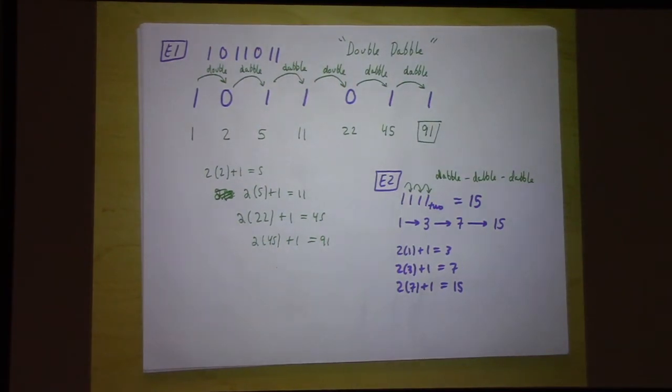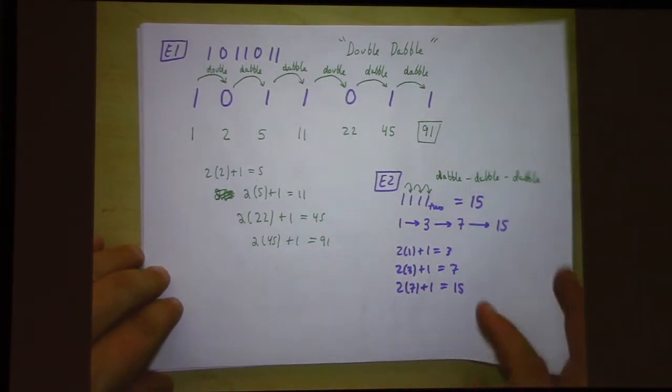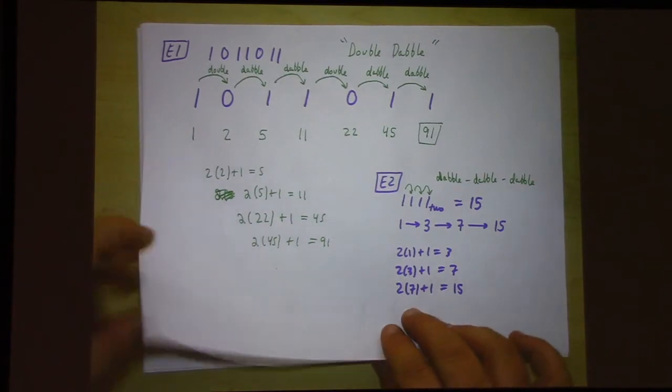So I don't know. This is actually a pretty fast way to calculate the value of binary numbers using this method. So I think I recommend it. It's not that hard to implement once you get used to it a little bit. It's pretty fast. Let's see here.